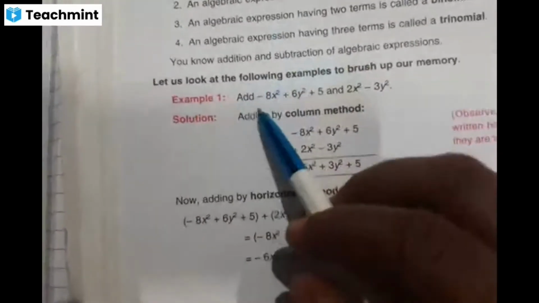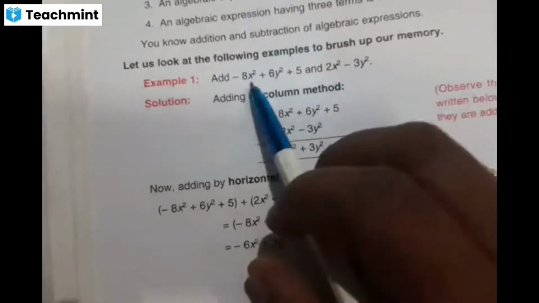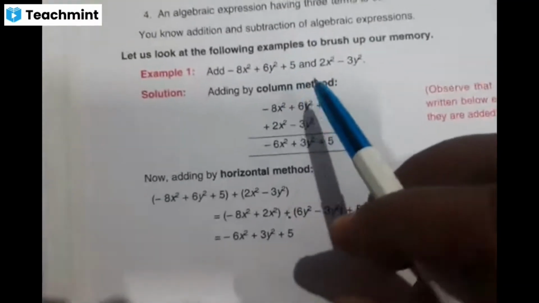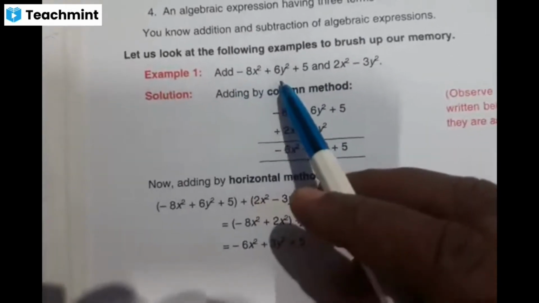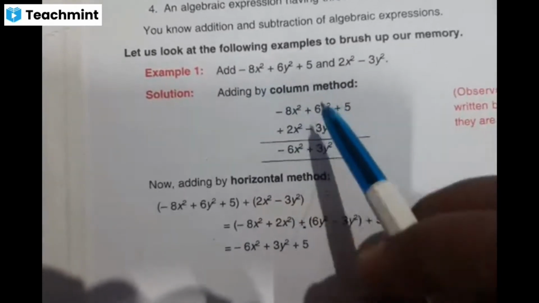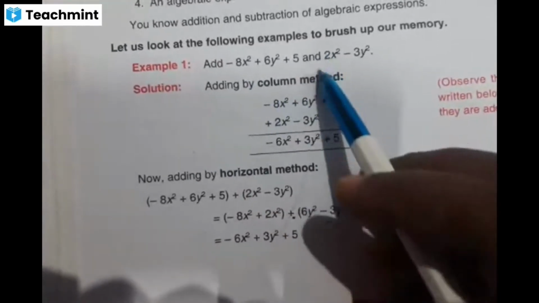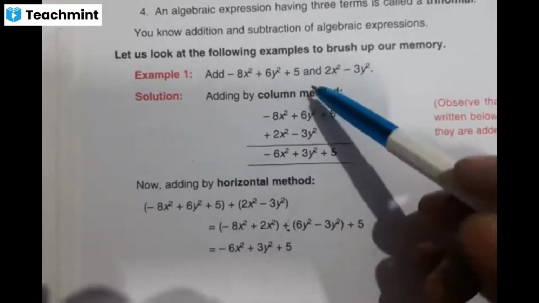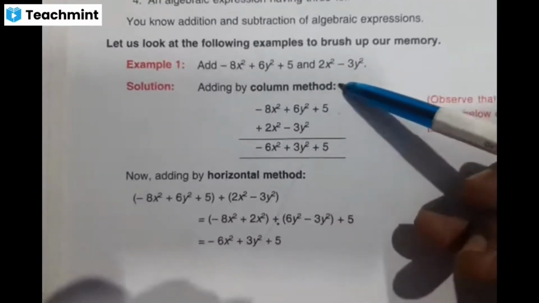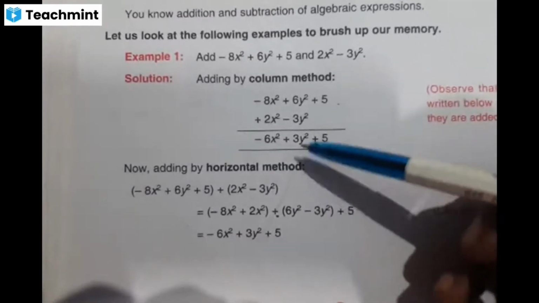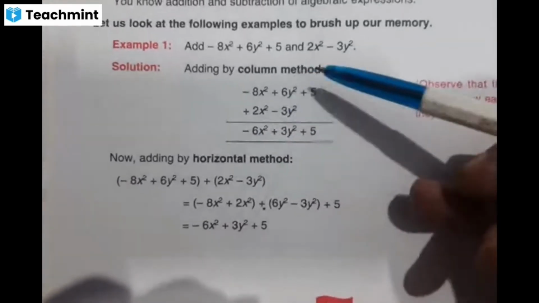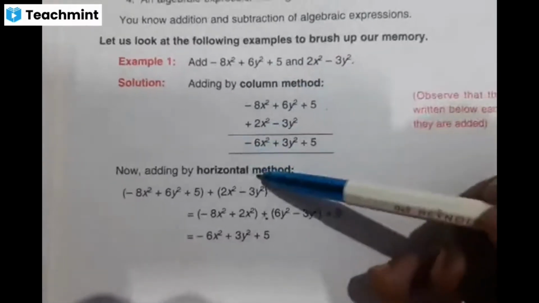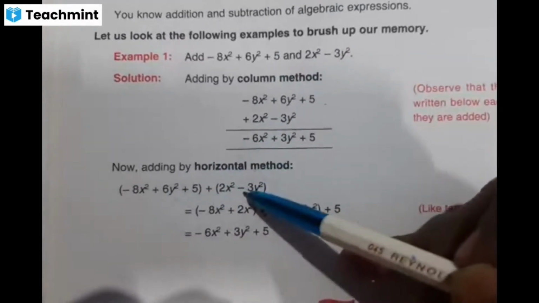how to add when two algebraic expressions are given. All this we have studied in the lower classes, in 6th standard, children. Minus 8x square plus 6y square plus 5 is one algebraic expression. One more is 2x square minus 3y square. Here, if we are asked to add, we have two methods, column method and horizontal method. In column method, we put the expressions one below the other. In horizontal method, one beside the other.